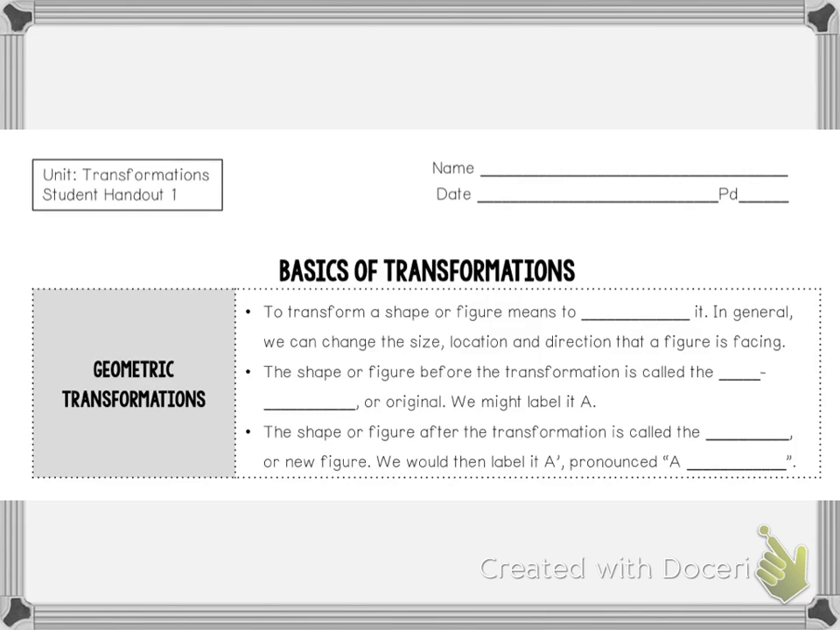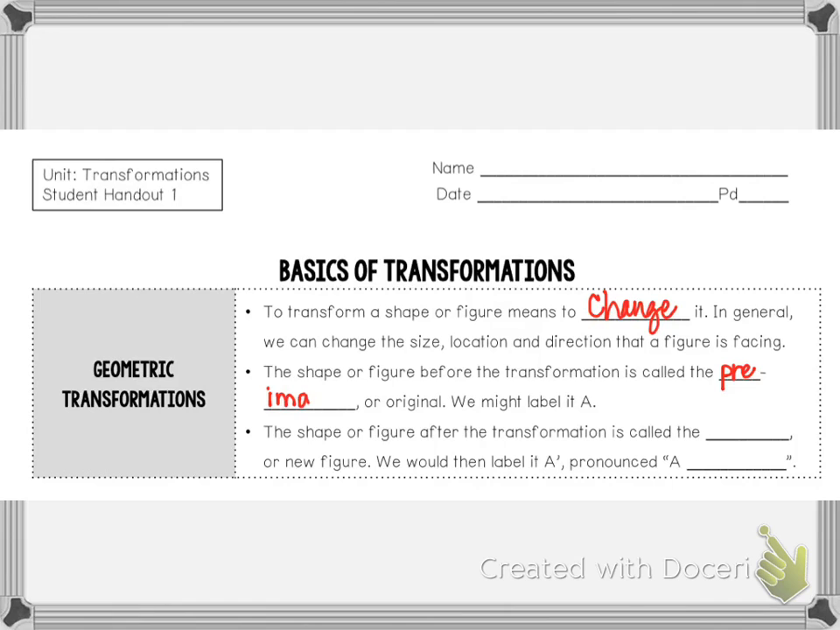Okay, so let's get into some vocabulary. Up at the top, let's go back to it. To transform a shape or figure means to change it. You're transforming it. In general, we can change the size, location, and direction that a figure is facing. The shape or figure before the transformation is called the pre-image.